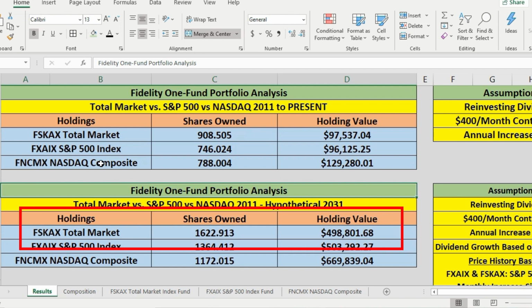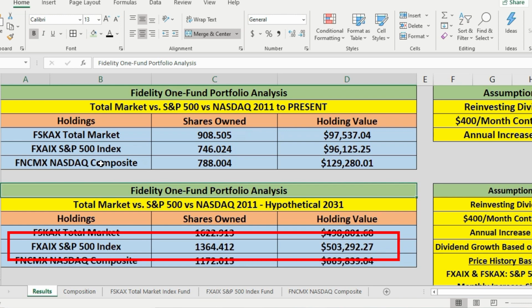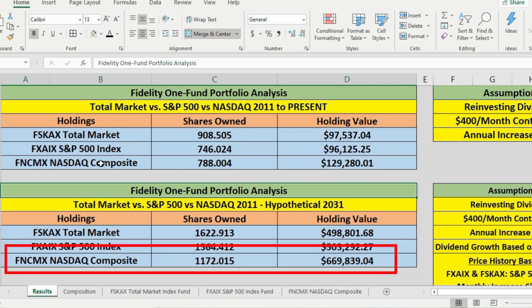Okay, based on that assumption, here's what would have happened. The total stock market, you would own 1,622 shares, and the holding value would be $498,801.68. The S&P 500 index would be worth $503,000, probably due to the fact that the dividends were invested quarterly and then reinvested. You'd own 1,364 shares of that index fund. And then the Nasdaq Composite still outperformed here: 1,172 shares, and the holding value $669,839.04.